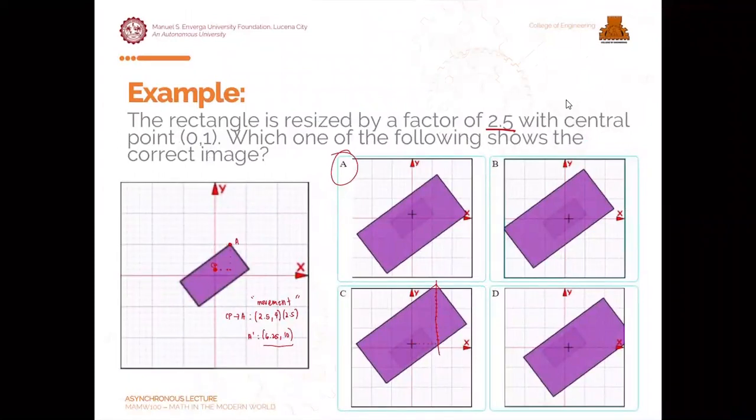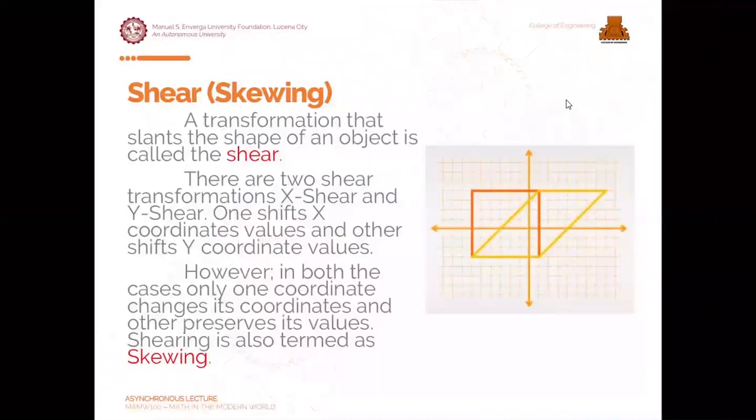So, last transformation that we will discuss is yung tinatawag nating shear o skewing. So, a transformation that slants the shape of an object is called the shear. So, meron tayong two shear transformation, yung X shear and Y shear. So, one shifts X coordinate values and other shifts Y coordinate values. So, in both the cases, only one coordinate changes its coordinates and the other preserves its value. Okay, so shearing is also termed as skewing. So, nangyayari dito, halimbawa, sa X yung pinapahanap na skewing natin, yung X direction lang magbabago natin. No?